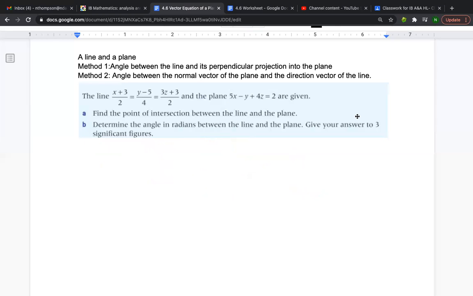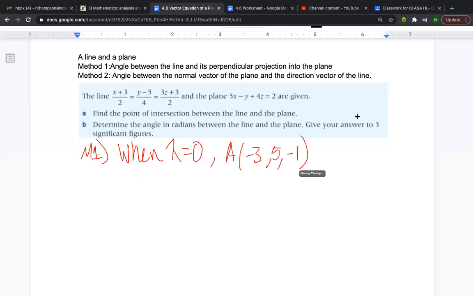So I'll start with method 1, which is the one that you should know more about and will look familiar to you. So for method 1, the first thing we need to do is find another point on the line. So I'm going to plug in 0 for lambda because that will give me whole numbers. So when lambda equals 0, then I have point A would be -3, 5, -1. Okay, so now I need to find the line perpendicular through A.